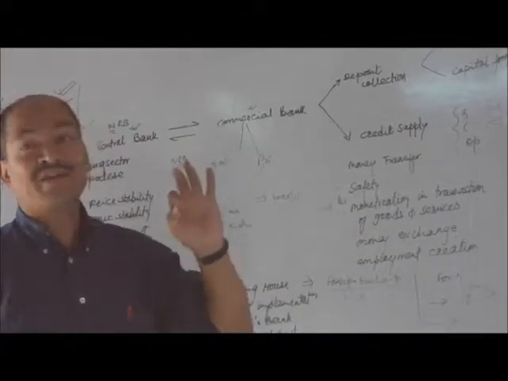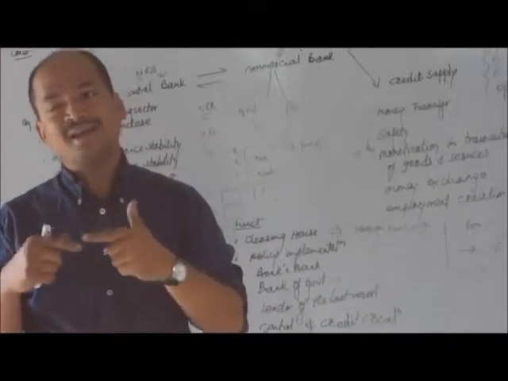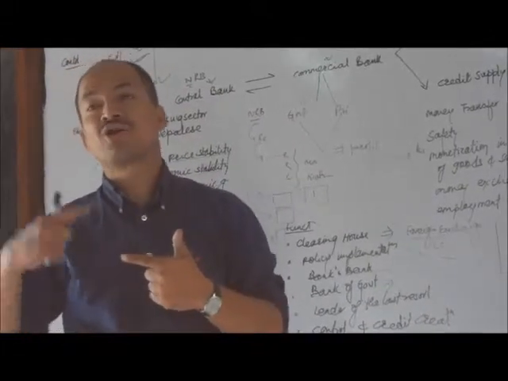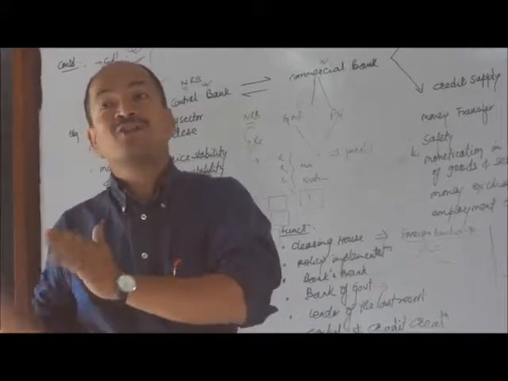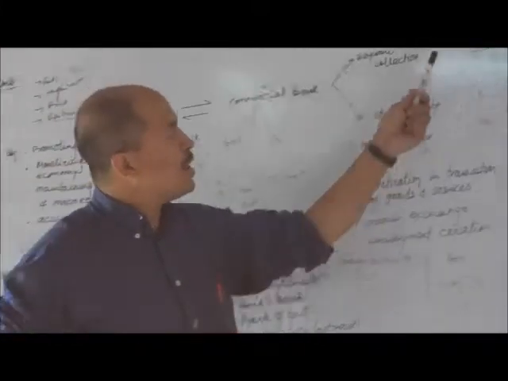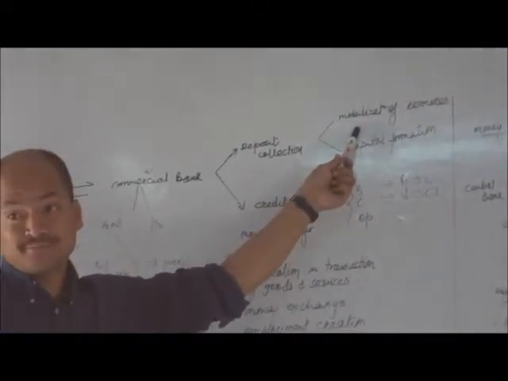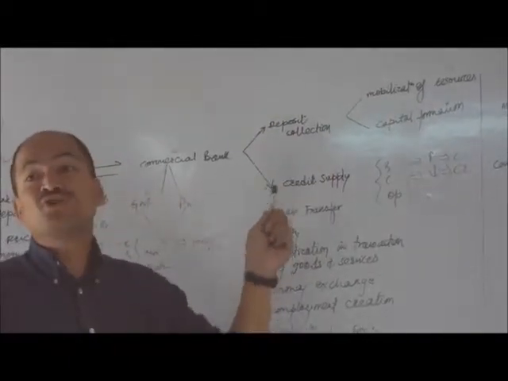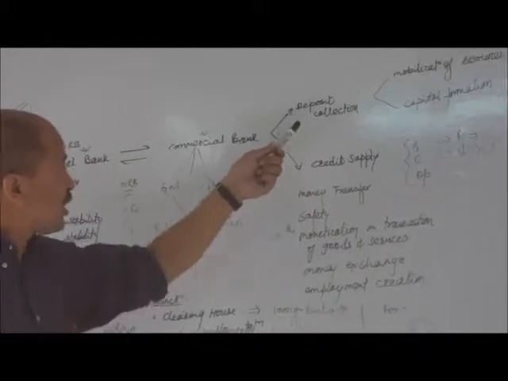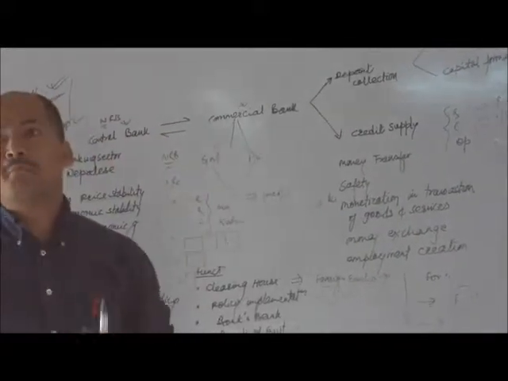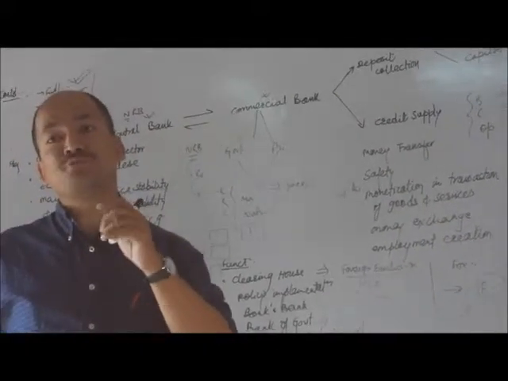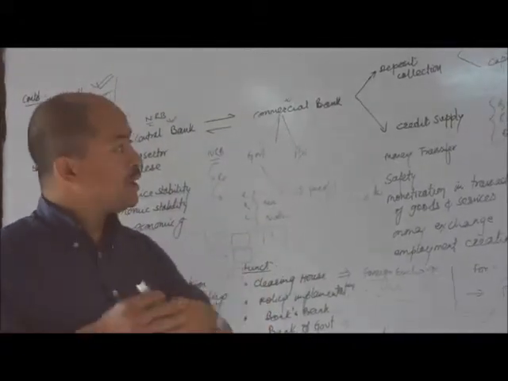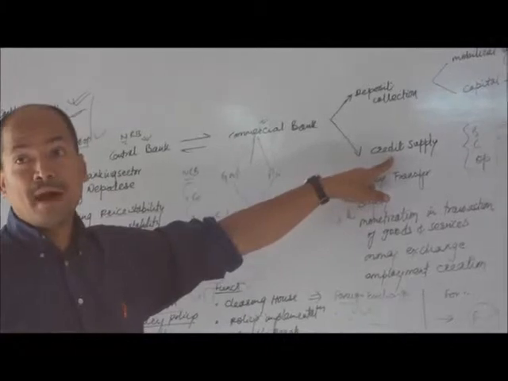That interest mobilizes the individual and household resources, small resources, through their accounts, and that is called the mobilization of resources. And those resources contribute to the deposit collection. That deposit collection is a major contributor of liquidity. And that liquidity is converted into credit supply by the bank.